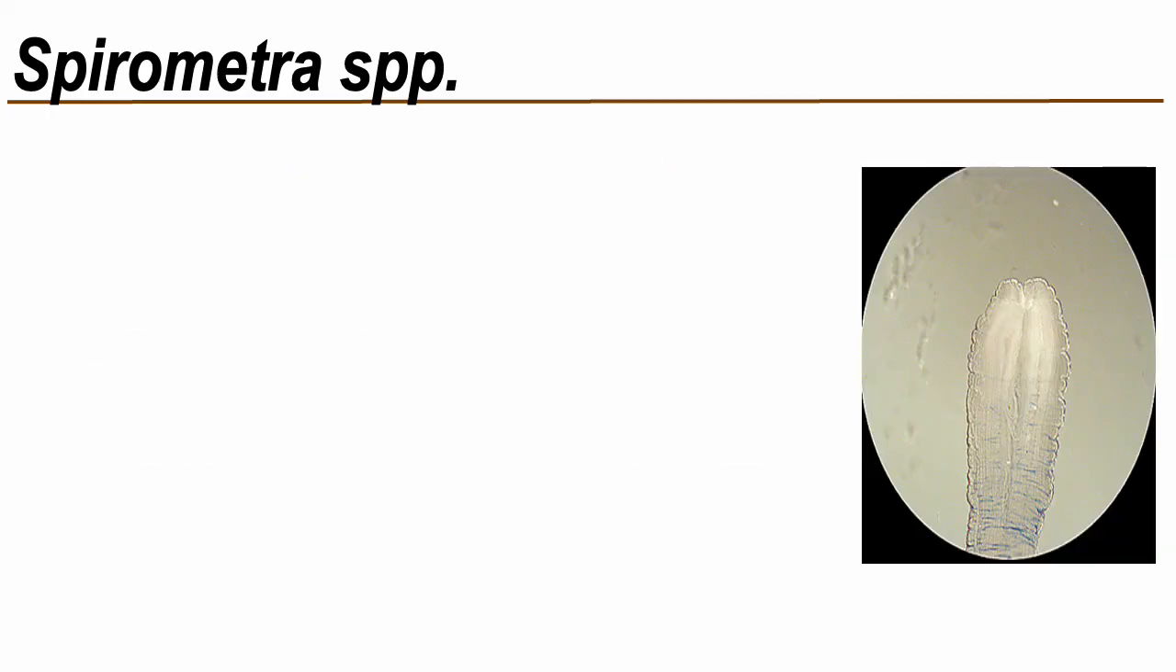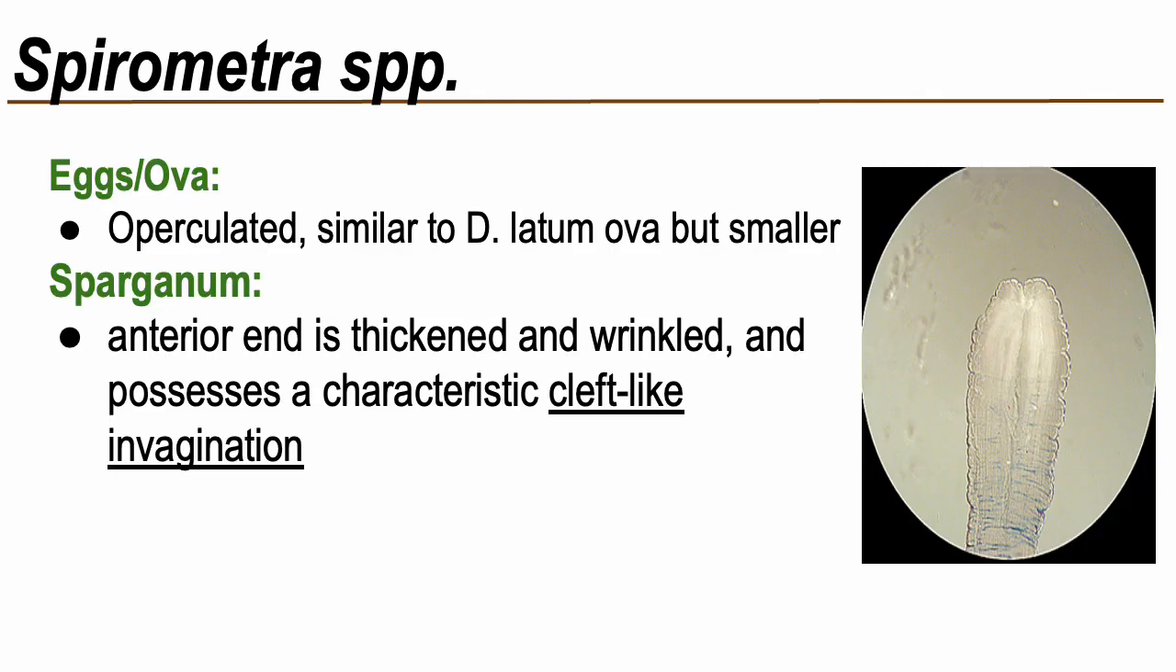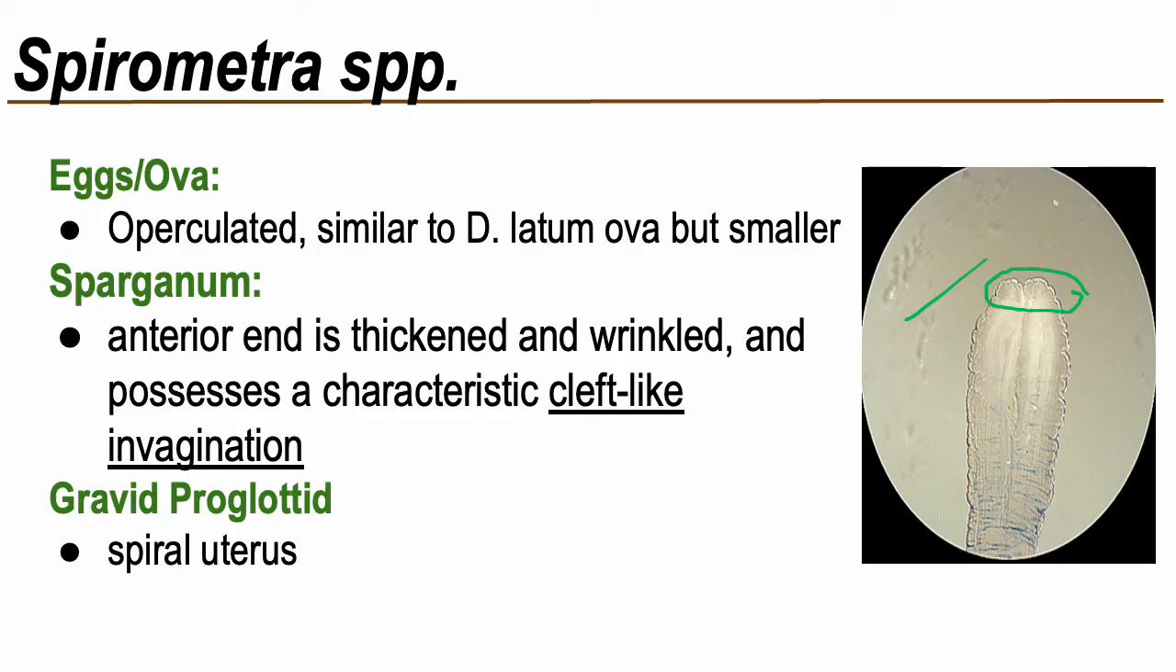So for the morphology of this species, unfortunately, there is little to no information about these particular parasites. The eggs and ova of this parasite are operculated, similar to the latum, but are smaller in size. For the sparganum or the plerocercoid larva, the infective stage, the anterior end is thickened and wrinkled, just like here on this picture, and there is a characteristic cleft-like invagination at the anterior portion of the scolex of the worm. The gravid proglottid contains a spiral uterus.